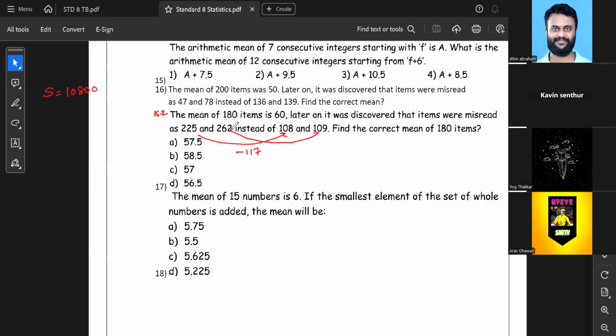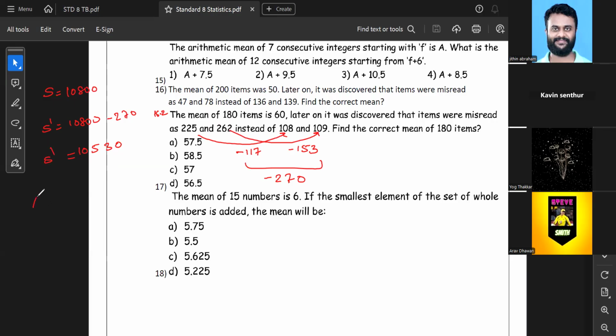And when I reduce this one, 262 minus 109, that gives me 153. So 153 and 117, 270 will be subtracted. Total I have to subtract 270. So the new sum is basically 10,800 minus 270. That should give me 10,530. So this is the new sum.